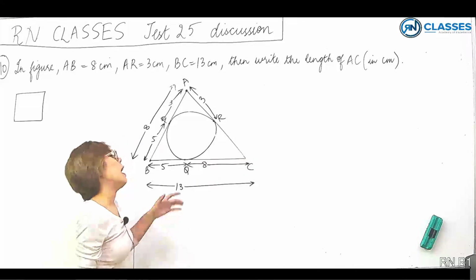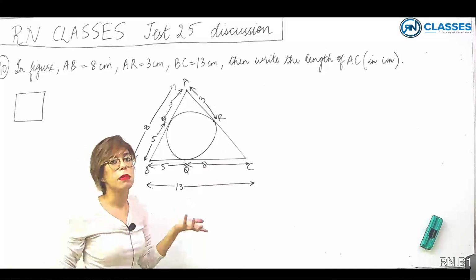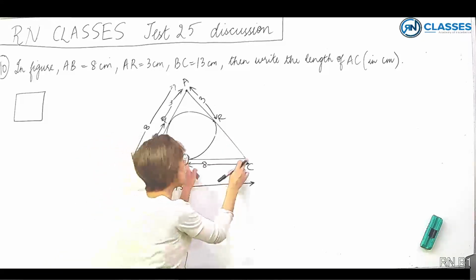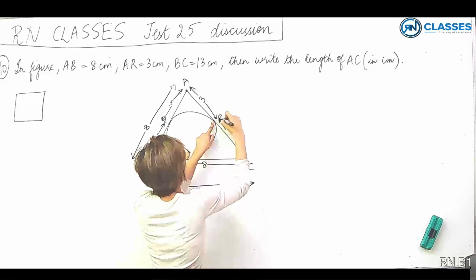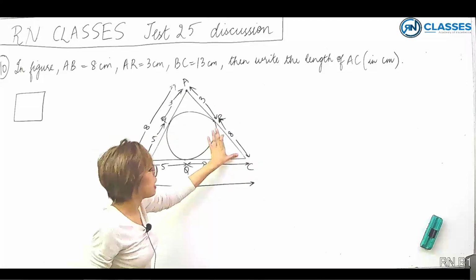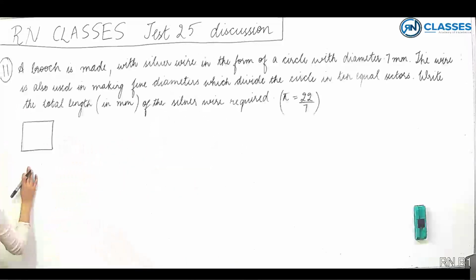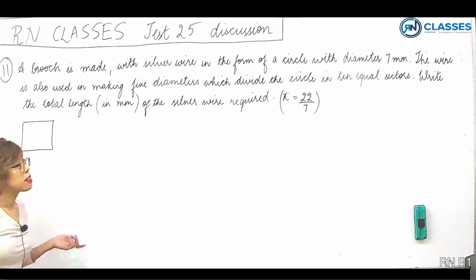Now, I wanted to find CR, but instead of that, I found CQ. Not a big deal, because I know if this is 8, this will also be 8. I want the length AC, which is 3 plus 8, which is 11. That's the answer. Right. So, the next one.